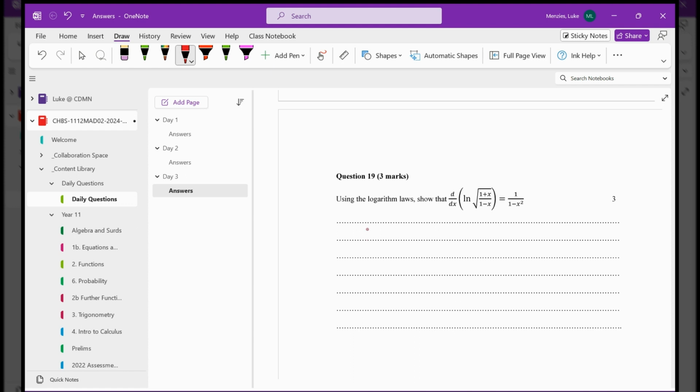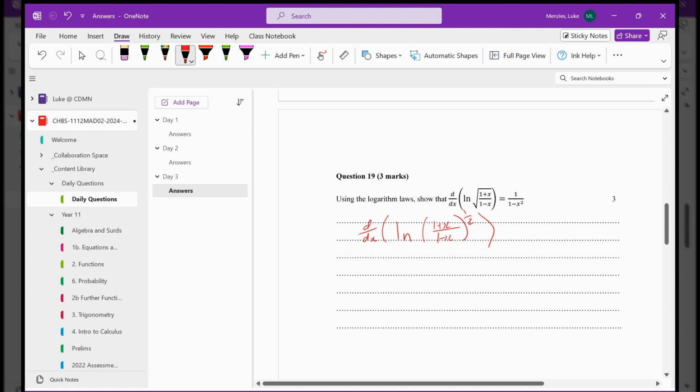So I'd say d of x is outside of ln, and I'm going to do it in 2 steps, why not? Let's say 1 plus x over 1 minus x, and that is going to be to the half. So that goes like that.